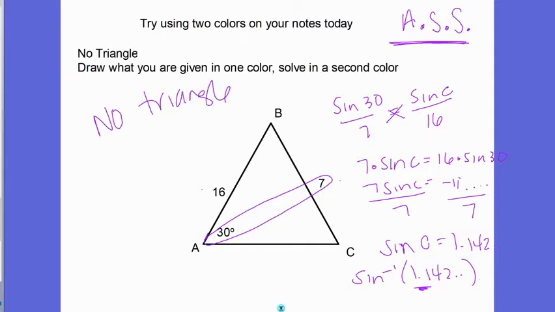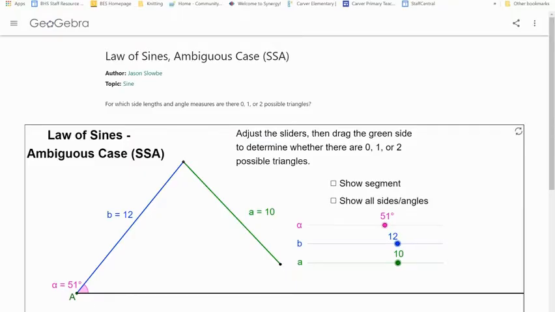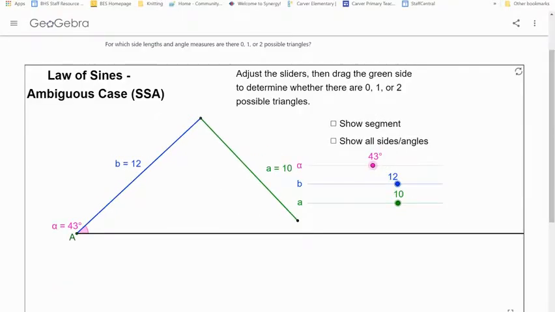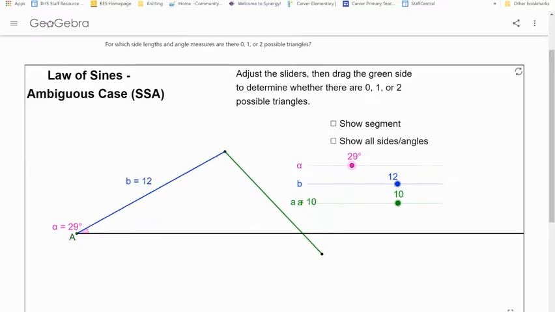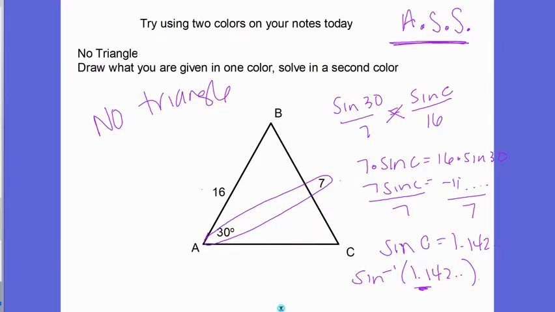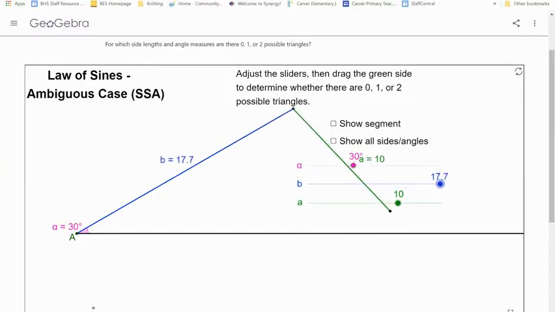And to show you that, if I go to my GeoGebra, angle A is 30, so I'll put that in here. See if I can get 30. This is just a little slider, and you can use this. There we go. And then A to B is 16 was the next thing that I have, 16 and 7. So if I go back to here, this would be 16. Hopefully it goes that big. Yep, it does. 16.